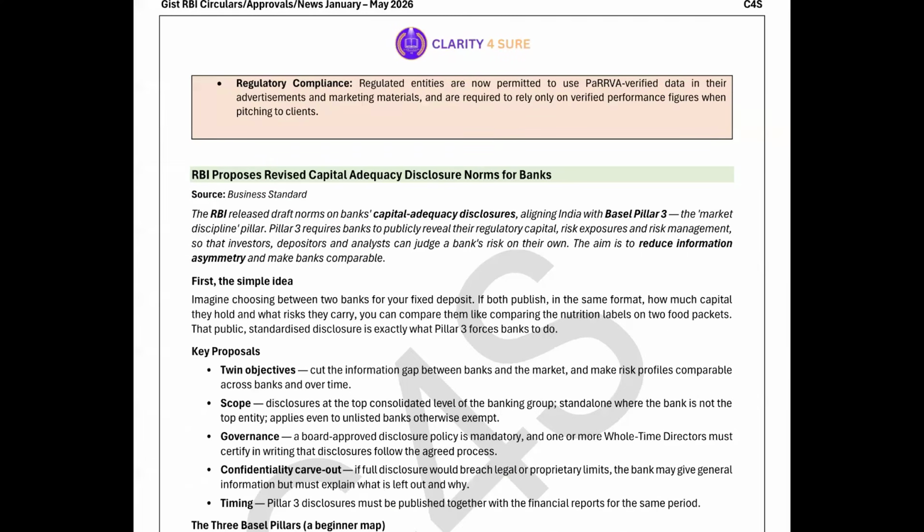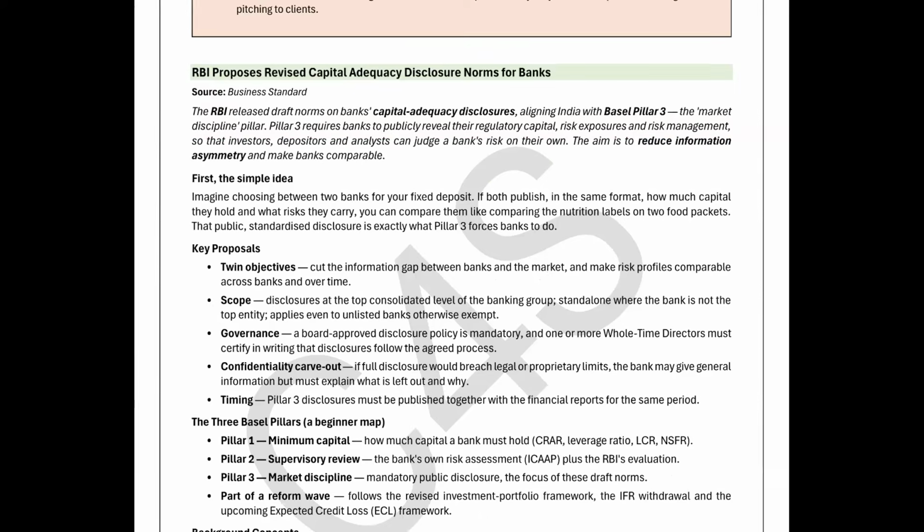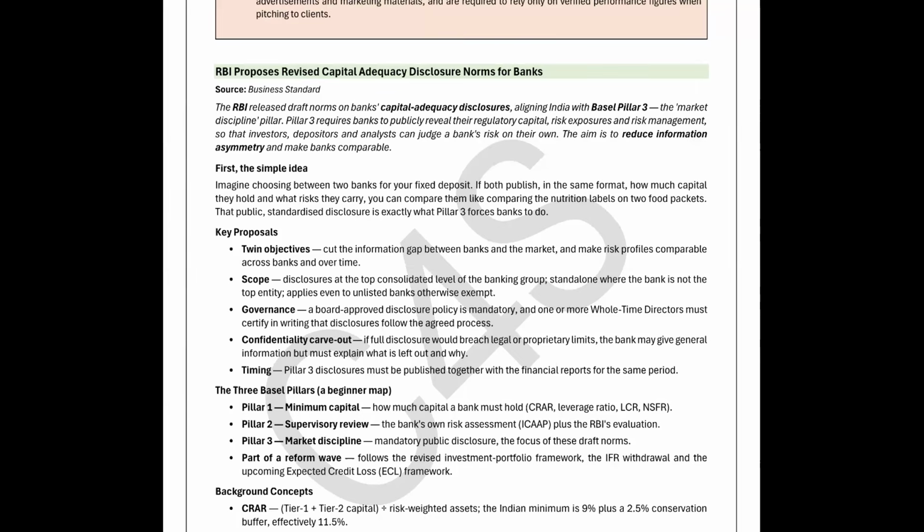Regulatory entities are now permitted to use Parva verified data in their advertisement and marketing materials and are required to rely only on verified performance figures when pitching to clients. ठीक है? Now, अब ये फिर अगेन देखो, फिर वही चीज आ गया, कैपिटल एक्सक्लूसिव डिस्क्लोजर नॉर्म फॉर बैंक्स. पहले CET 1 के लिए ले आता है, कभी बैंक्स के लिए ले आता है RBI. तो ये कैपिटल एडिक्वेसी चीज तो चलती रहेगी.